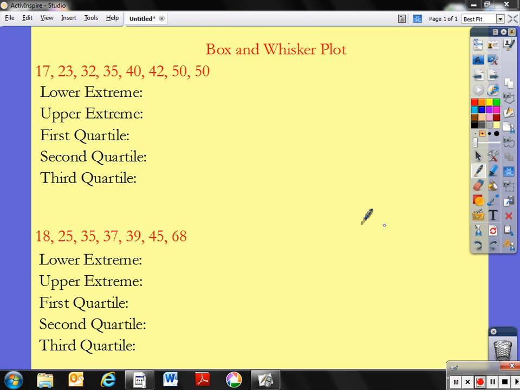Just want to do a quick review for you for box-and-whisker plot. I know that sometimes we get a little confused when I have an even number of data and an odd number of data in my data set. So I've taken the liberty to put these numbers in order from least to greatest first. Now 1, 2, 3, 4, 5, 6, 7, 8. Okay, so I have 8 pieces of data.